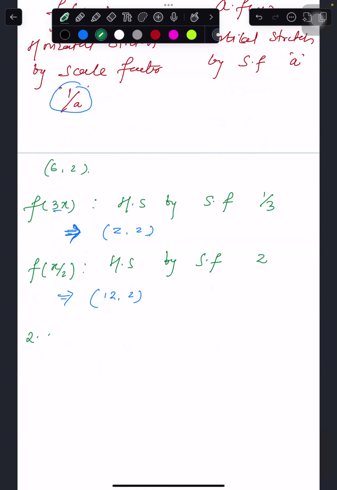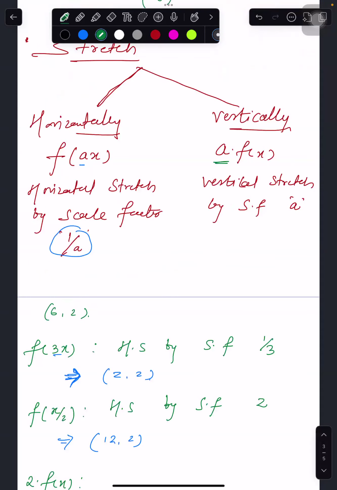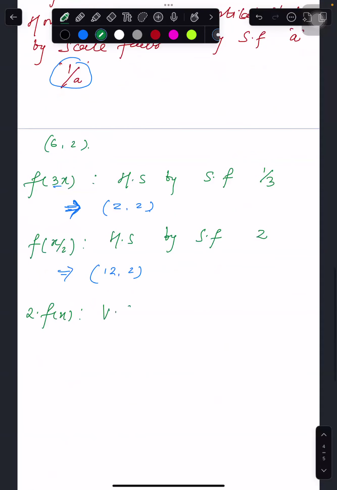Moving to the next. Let's say I have 2 times f of x. Is it vertical stretch or horizontal stretch? 2 is outside, which means it is vertical stretch. As I said, if the number is outside, it's the vertical stretch. This is vertical stretch by scale factor 2. So if the point is again 6 comma 2, it will become what?